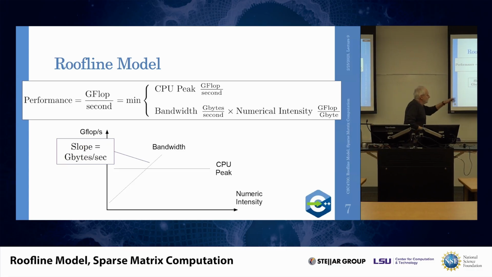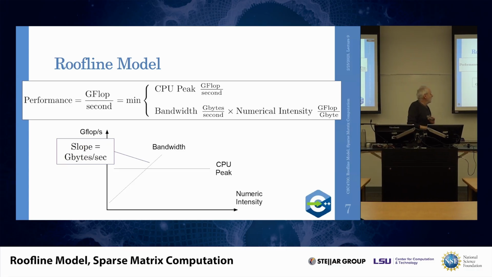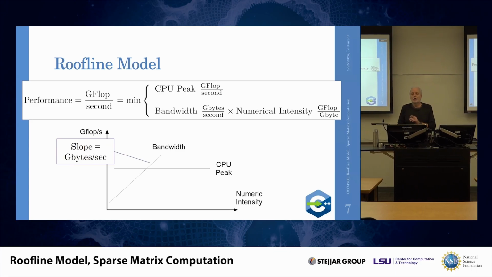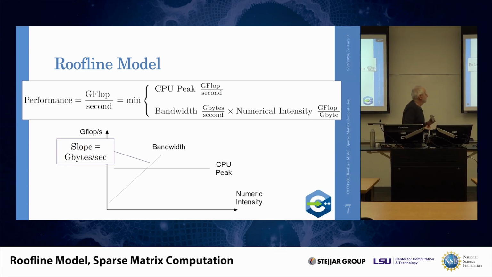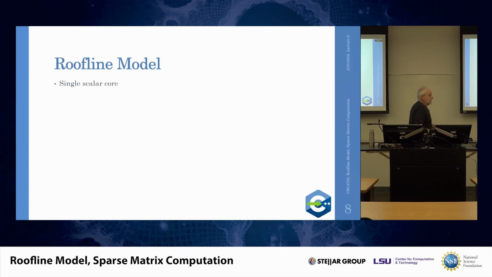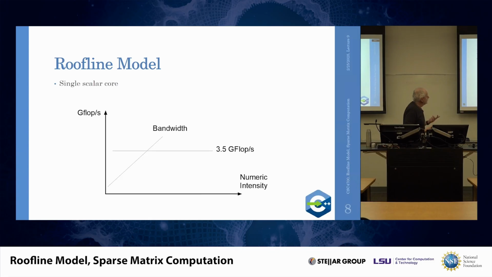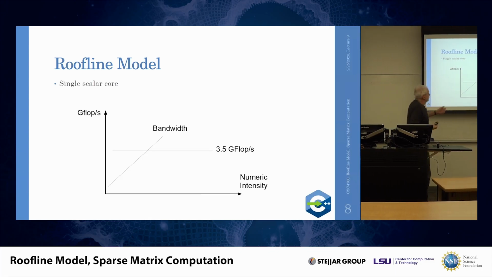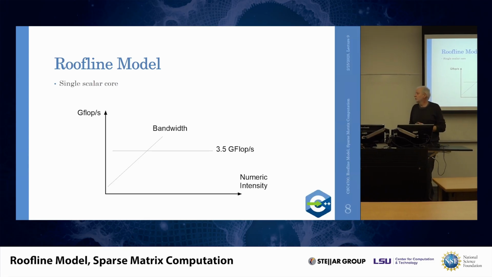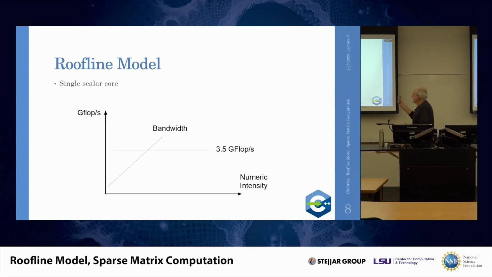The slope of that bandwidth graph is our gigabytes per second, how much data we can move in a certain amount of time. If you look at a single core, what we see is probably something like this. I just made up some numbers. Let's say our core can do 3.5 gigaflop per second and has a certain bandwidth.